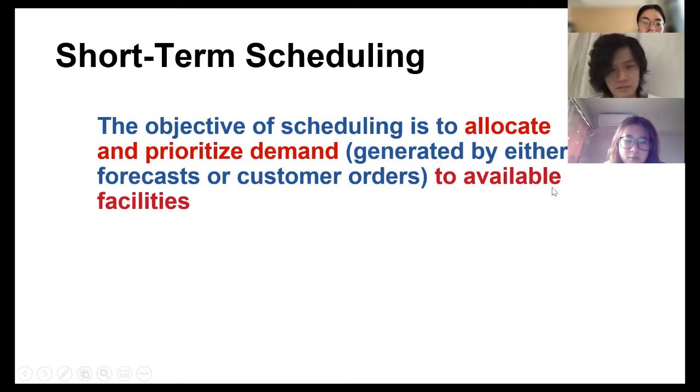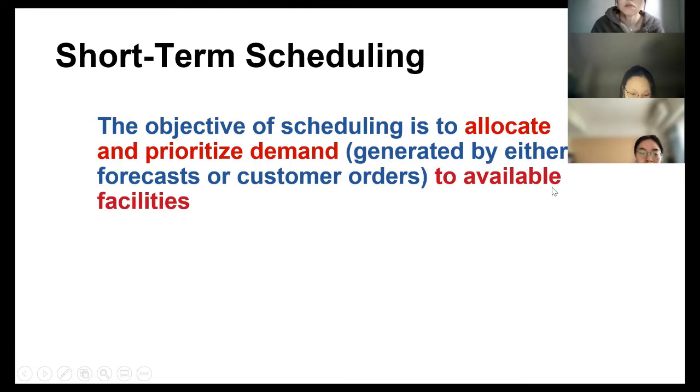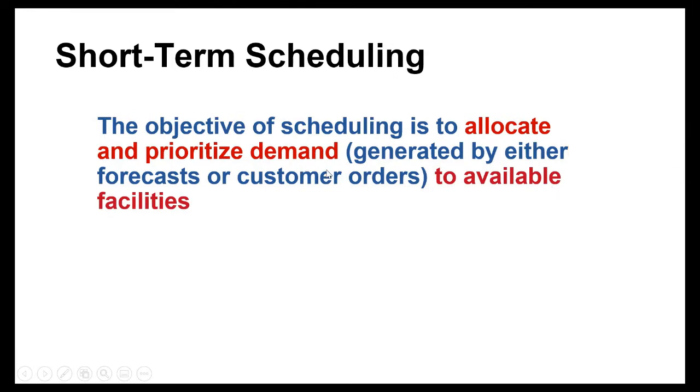So the objective of scheduling is actually to allocate and prioritize demand generated by either forecast or customer orders to available facilities. It's not the same meaning. How are you going to actually schedule our machines? Because these are our facilities. Okay.